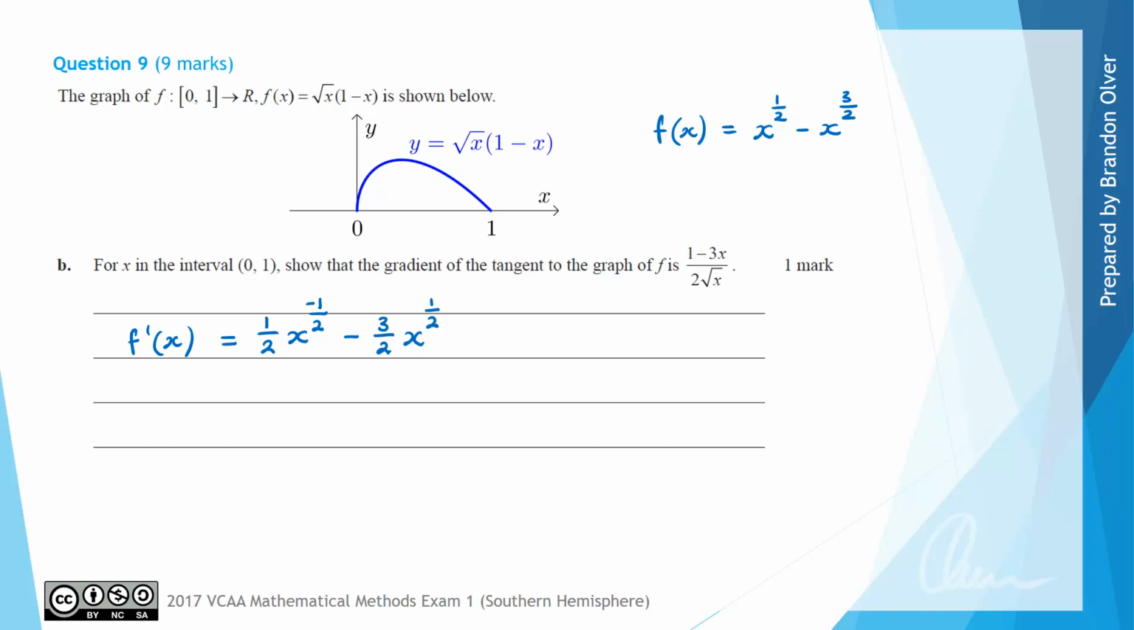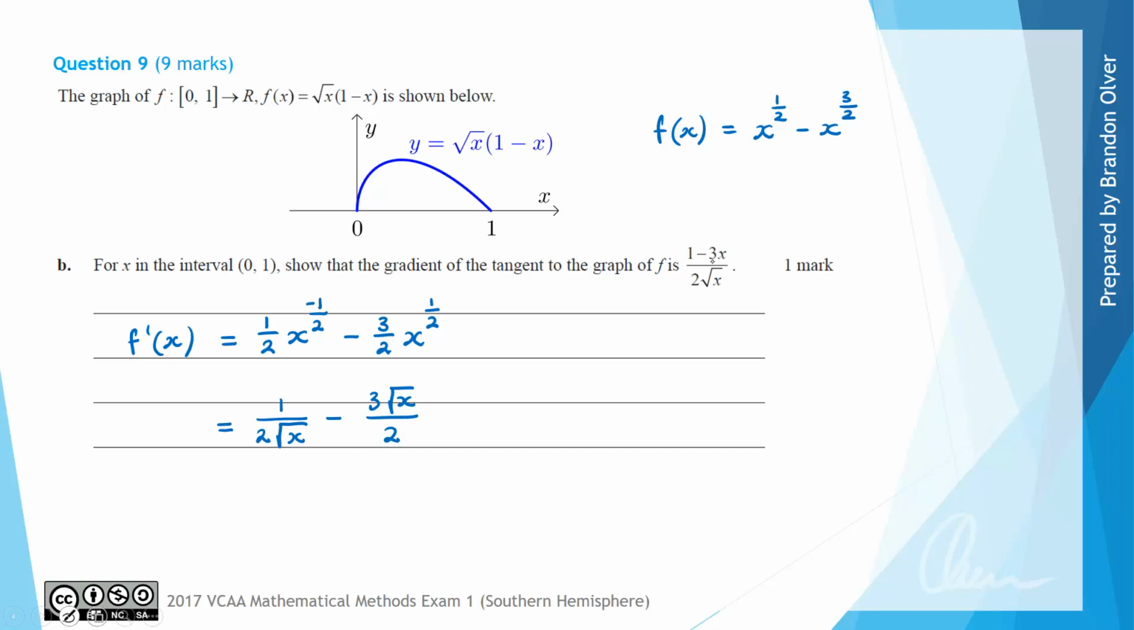So as this is a show that question, we need to show as many steps as possible before arriving at the answer. So 1 half times x to the power of negative a half is the same as 1 divided by 2. And the negative will bring this down to the denominator, and having a half there is the same as the square root of x, so that first term is 1 divided by 2 root x. Similar logic for this, the half turns it into a square root, so we're going to have 3 square root of x on the top line divided by 2.